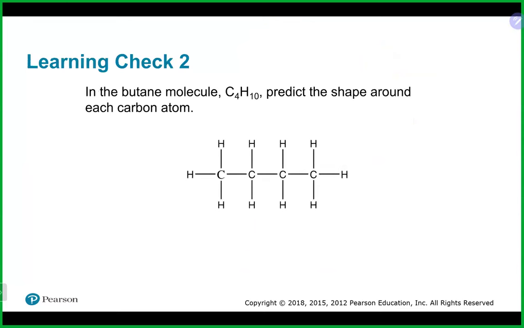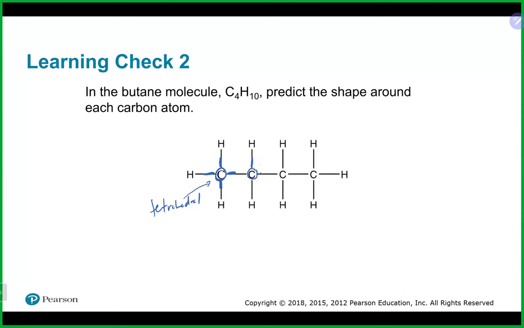So if we look at this, which is butane, and we look at the shape around each of the carbons. If we take this carbon here, it has 1 electron pair, 2 electron pairs, 3 electron pairs, 4 electron pairs. And again, they are each bonds. So that's 4 electron pairs, 4 bonds. That's going to be our tetrahedral arrangement. Same thing with this guy.